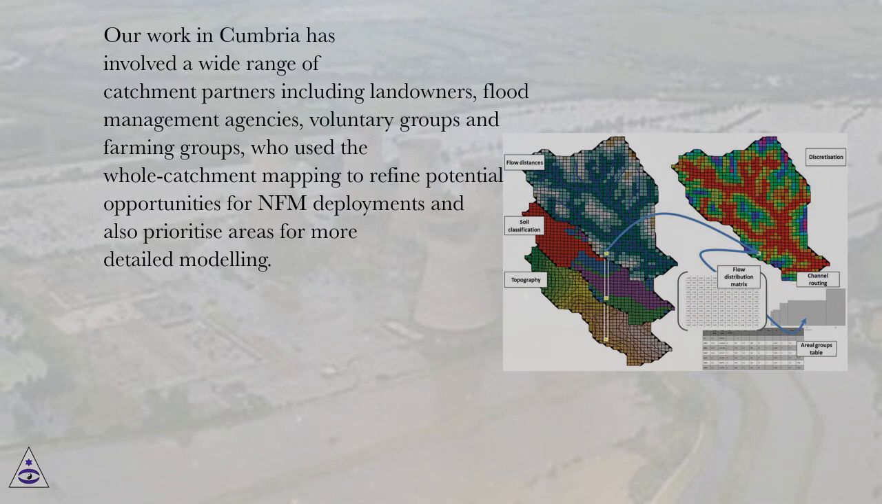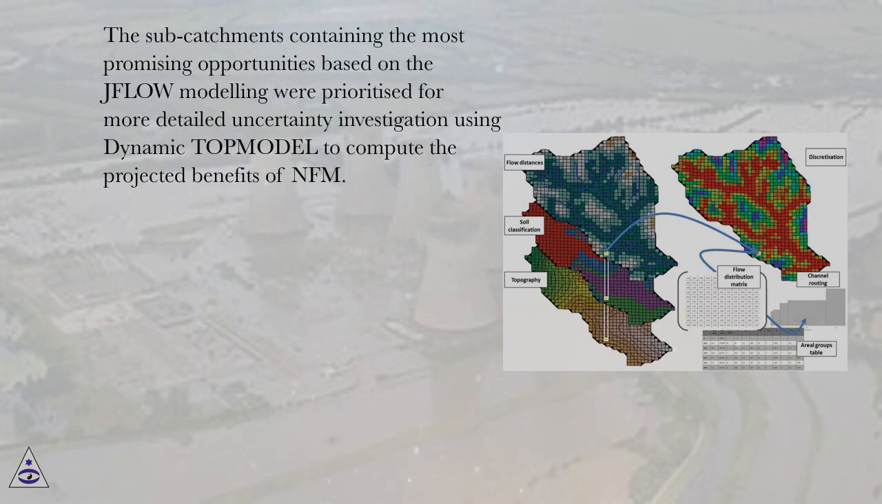Our work in Cumbria has involved a wide range of catchment partners including landowners, flood management agencies, voluntary groups and farming groups, who use the whole catchment mapping to refine potential opportunities for NFM deployments and also prioritize areas for more detailed modeling. The sub-catchments containing the most promising opportunities based on the flow modeling were prioritized for more detailed uncertainty investigation using Dynamic TOPMODEL to compute the projected benefits of NFM.